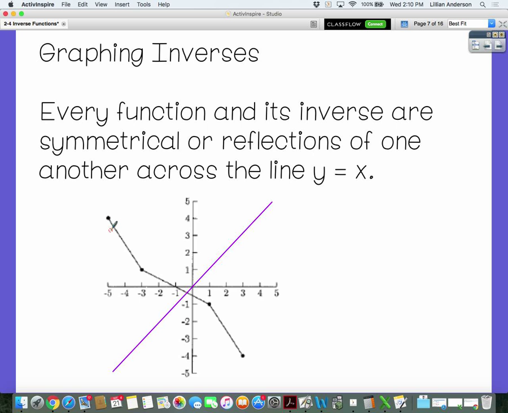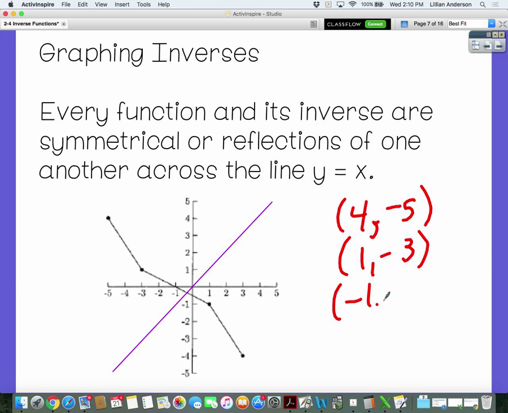4, -5. This point right here is going to be what? 1, -3. All these points that I'm writing over here in red are going to be the points on my inverse and reflect over this purple line here. What about this point? -1, 1. And the last one?